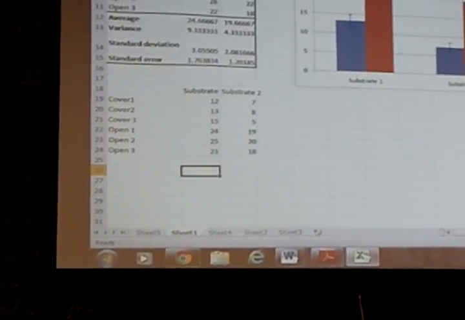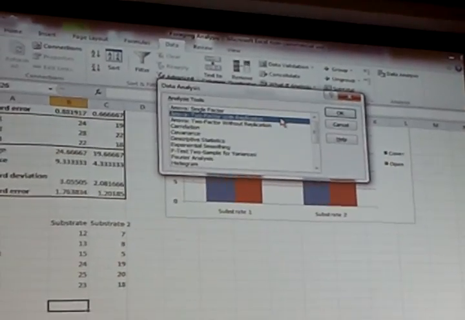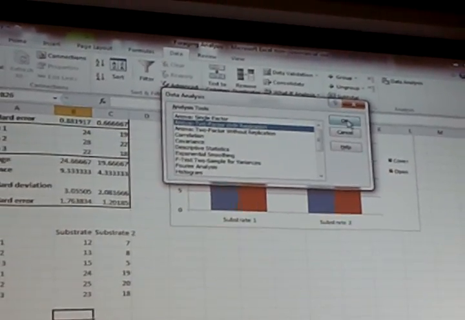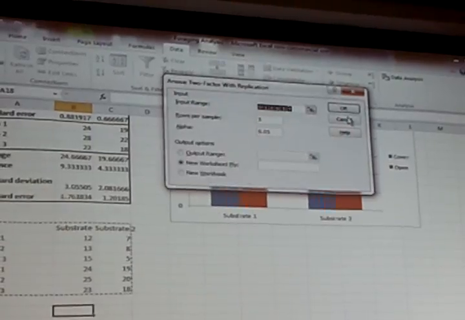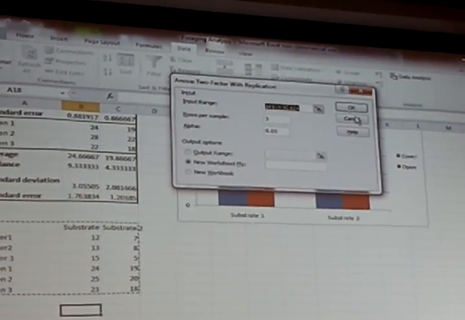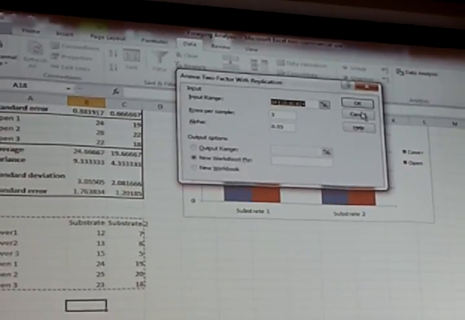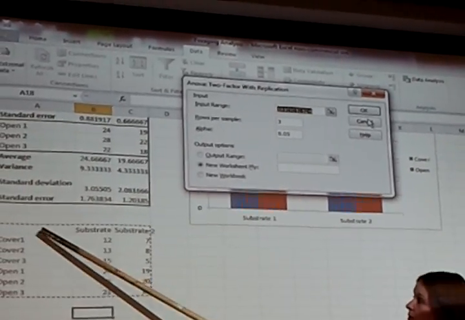Now what you want to do is go to Data Analysis, and you'll come up with this box. You want to click ANOVA 2-factor with replication, hit OK. And then you want to highlight your entire range, just like you would for a graph, including your titles. So you highlight this, that is your range.